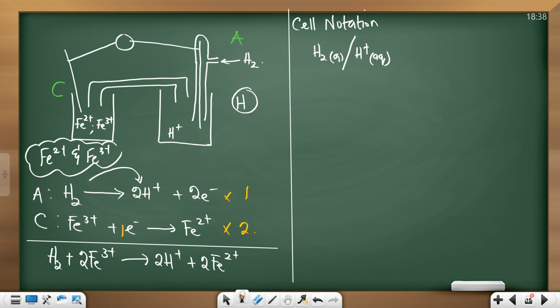I'm going to tell you something very important here now. We're done with the anode, but not done. Salt bridge. What do we have on the cathode? Fe 3 plus, which is what? Aqueous. Next, Fe 2 plus, which is what? Do I need a phase change here? Do you notice they are both aqueous?